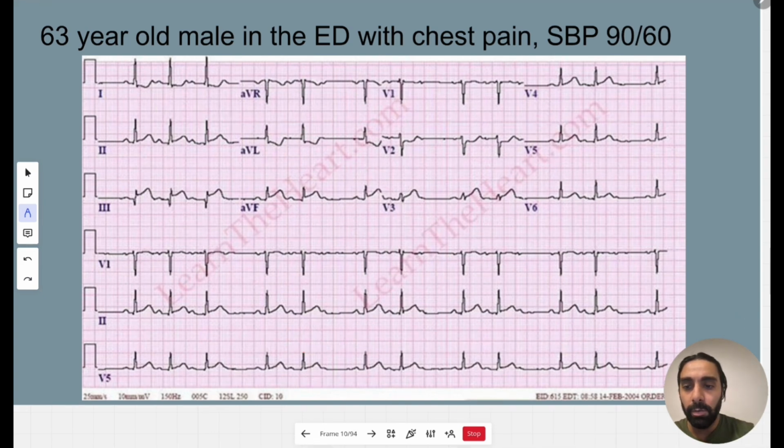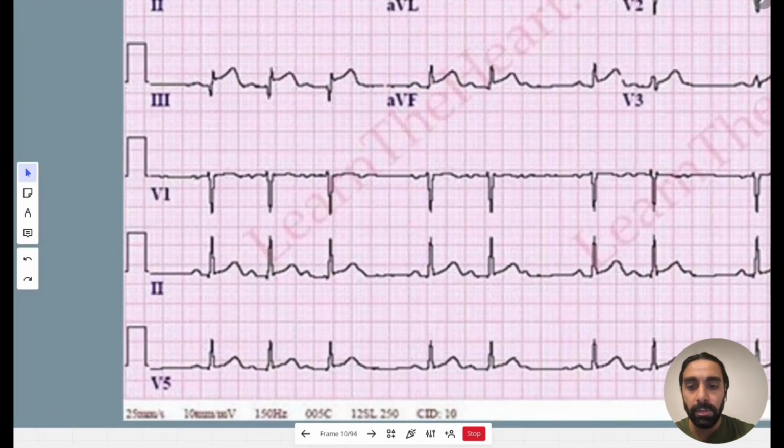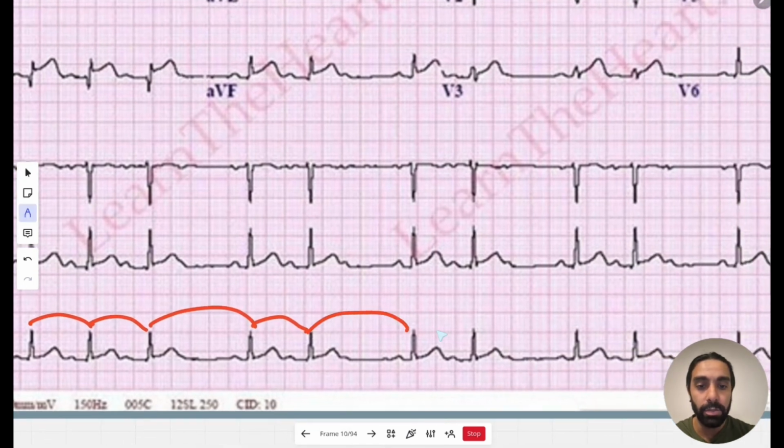If you can tell, the rhythm is a little bit abnormal, so you can see that these R to R intervals are spaced out regularly, and then there's this huge gap, and then spaced out, and then a huge gap, spaced out, huge gap.